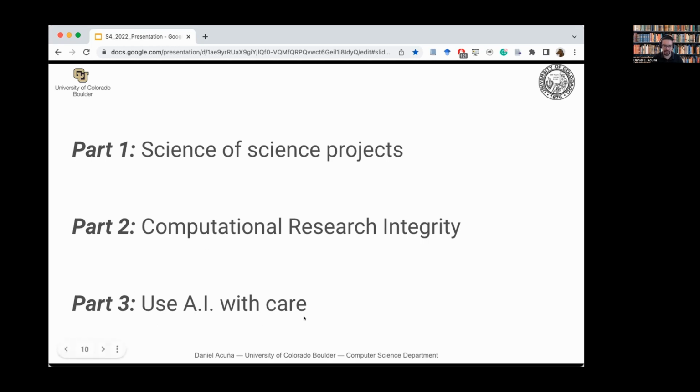And then, as I've been working with data sets over many years, and I see the work that has been done in AI for detecting biases, I will talk briefly about biases that might be present in the data for science of science that we should be aware of.